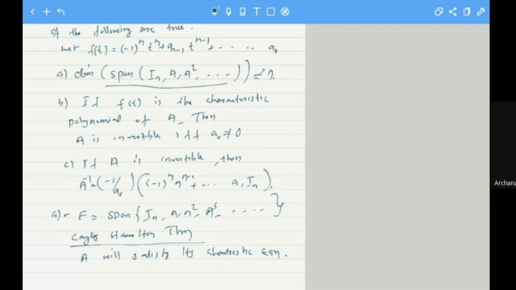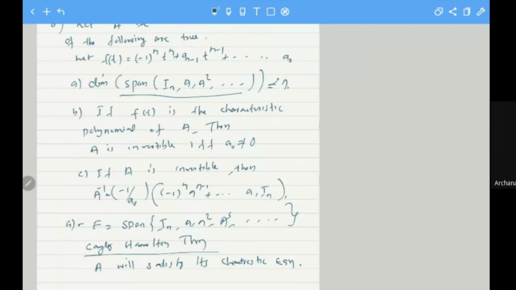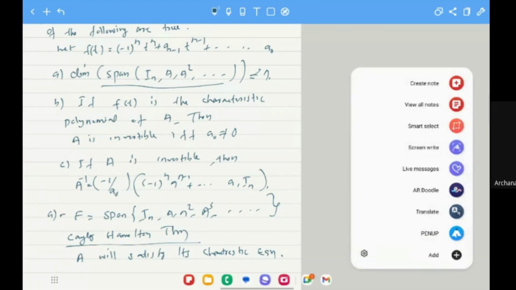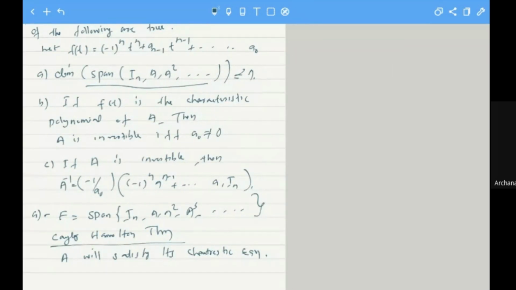Yes, any A to the power n plus 1, etc. Claiming that the set I, A, A squared, etc., A to the power n minus 1 is a family of n vectors which spans F. If I show this, then the dimension of the span F will be less than or equal to n, right?